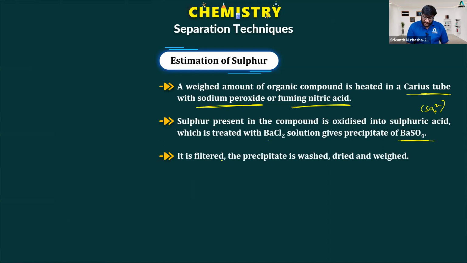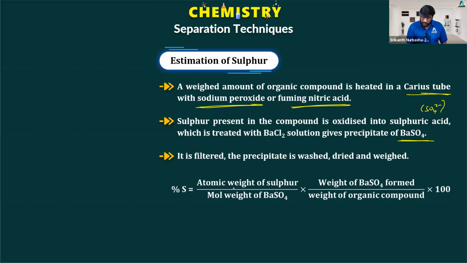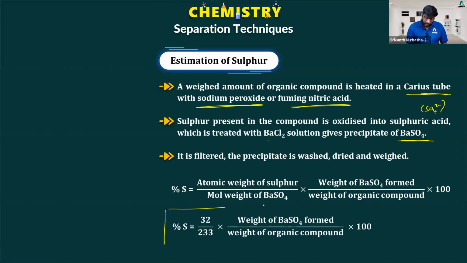So it is filtered, the precipitate is washed, dried and weighed. If you weigh it, you will know the weight of BaSO4. So percentage of sulfur is equal to atomic weight of sulfur divided by molecular weight of BaSO4, into weight of barium sulfate formed divided by weight of organic compound, into 100. This will be the formula.